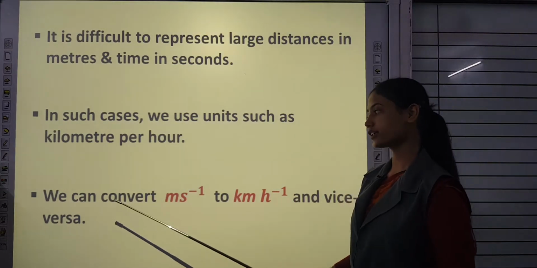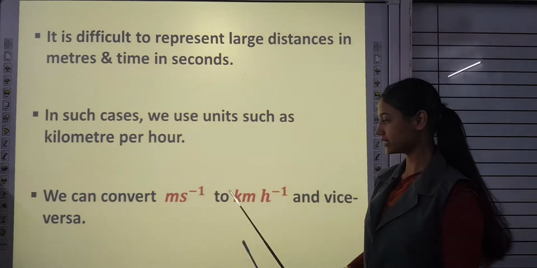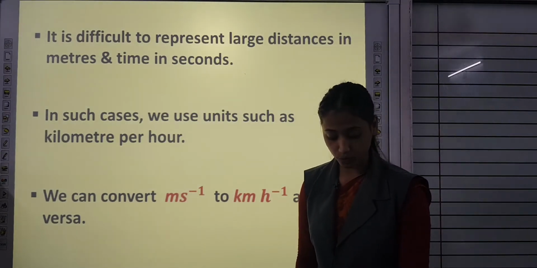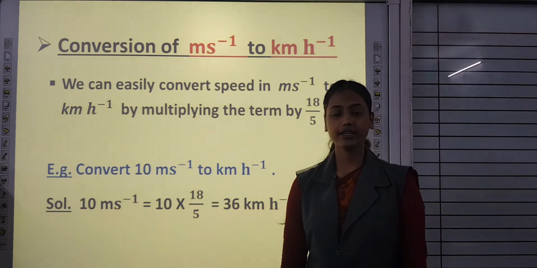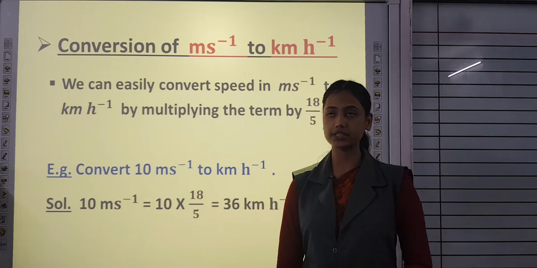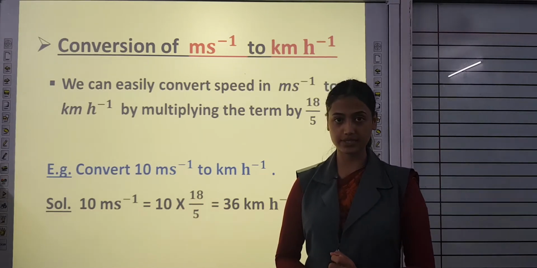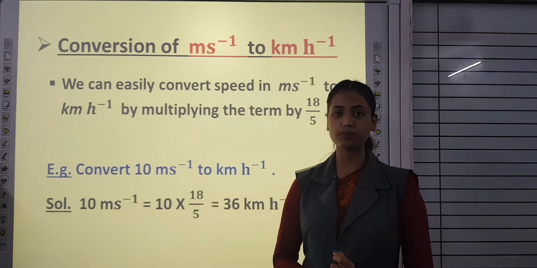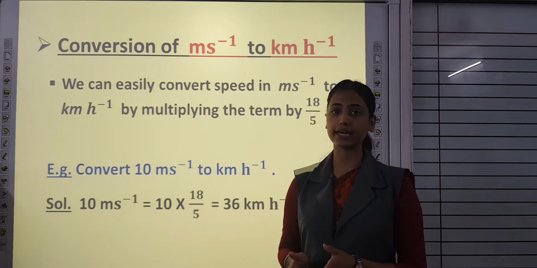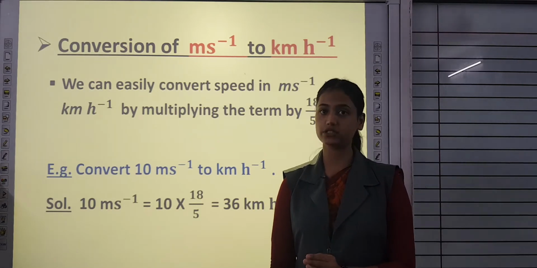Now, we can convert meter per second to kilometer per hour and vice versa, means from kilometer per hour to meter per second. Let us see how we can convert it. In 1 kilometer, how many meters are there? 1000 meter. So, if I give you an example of 10 kilometer, can you tell me how many meters are present in 10 kilometer? You will just multiply 10 with 1000 meter and you will get 10,000 meter.